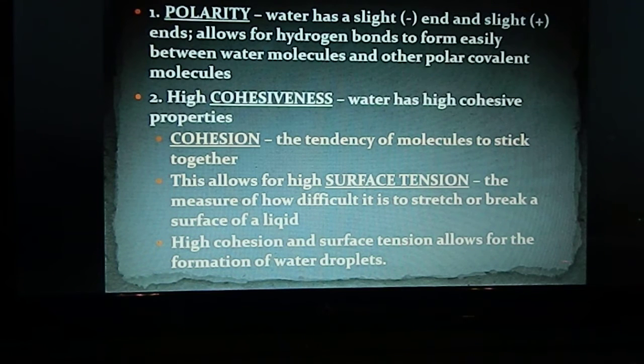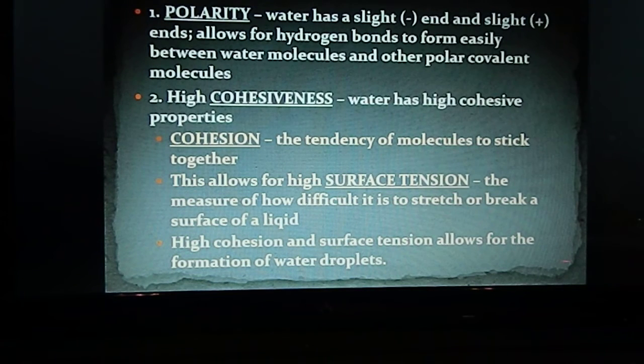Water has a high cohesiveness. Cohesion is the tendency of the molecules to stick together. So they stick together very well because of these hydrogen bonds, right? And so this cohesiveness allows for a high surface tension, and that's the measure of how difficult a certain liquid is to stretch or break.